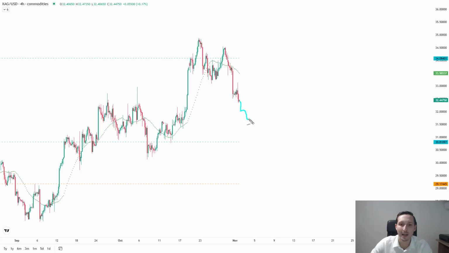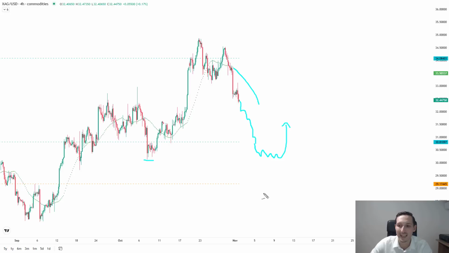But if we do get a pullback in silver, what I'd like to see is we're already below the moving average, means we're in a bigger correction. I'd like to see it breach the 30.81, especially if it breached this and took out this low. That would be great. But anywhere down here, I'm going to start to look for a potential 1 or 2 day reversal, look for the momentum to fade, look for those bullish reversal patterns.